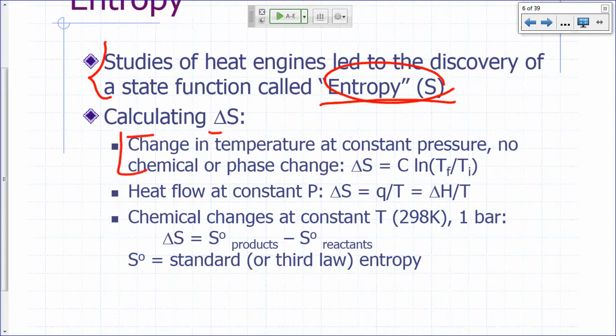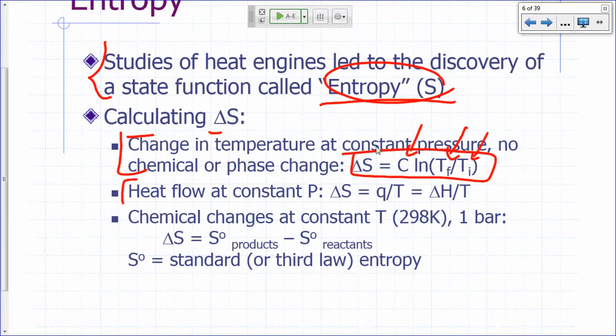And the way you can calculate entropy from heat measurements is as follows. If there's a change in temperature at constant pressure, there's no chemical change or phase change, the only thing happening to your system is that temperature has changed, then the change in entropy is calculated by this formula right here. Delta S, the change in entropy, is heat capacity times natural log of T final over T initial.